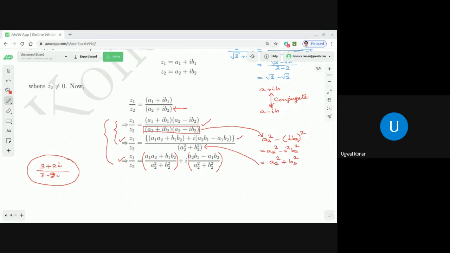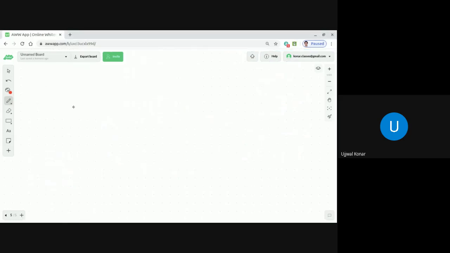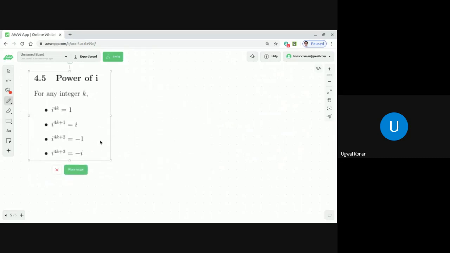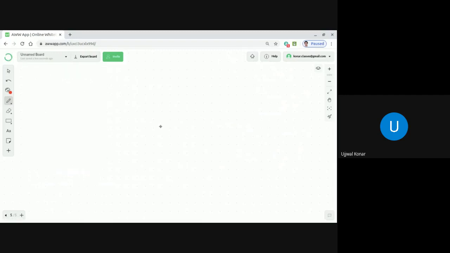So now, dear students, I am going to explain a very important part: the power of i, that is, how to find the power of i. The power of i is a very important topic, and it is going to be helpful in many questions moving forward. Hence, you must have a very clear idea about the power of i. You can do it on your own also, but my task is to make it simplified.